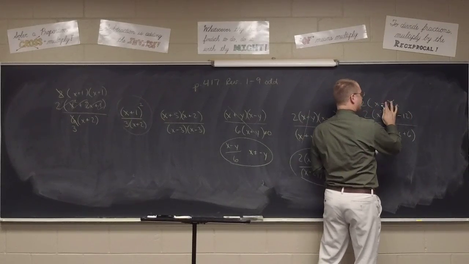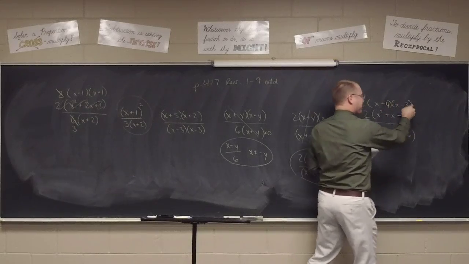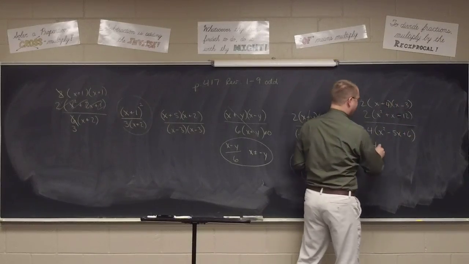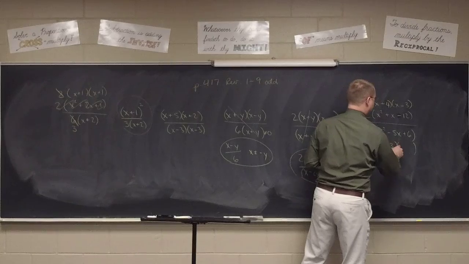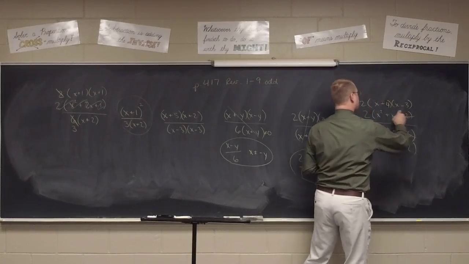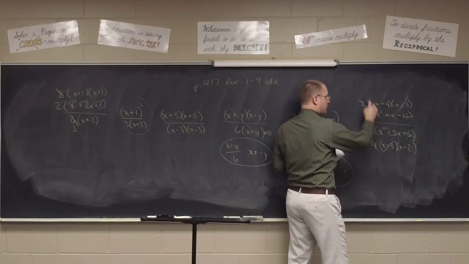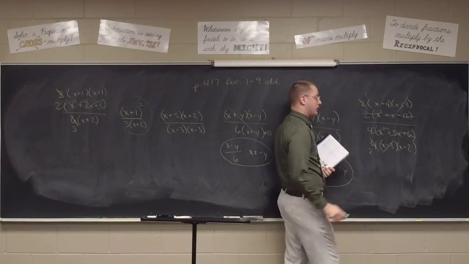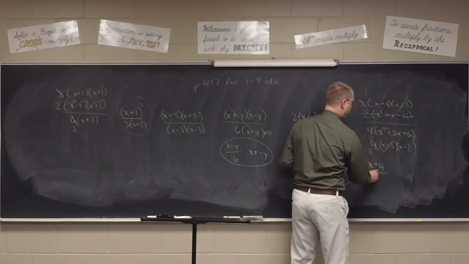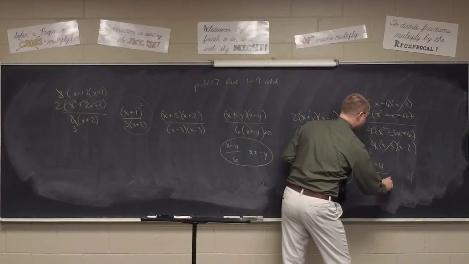x positive 4, then x negative 3 should have been your factors. Down here, x negative 3, x negative 2. And then, of course, your x negative 3's cancel, and 2 and 4 give you 1 and 2. So your answer should have been x positive 4 over 2 times x negative 2.